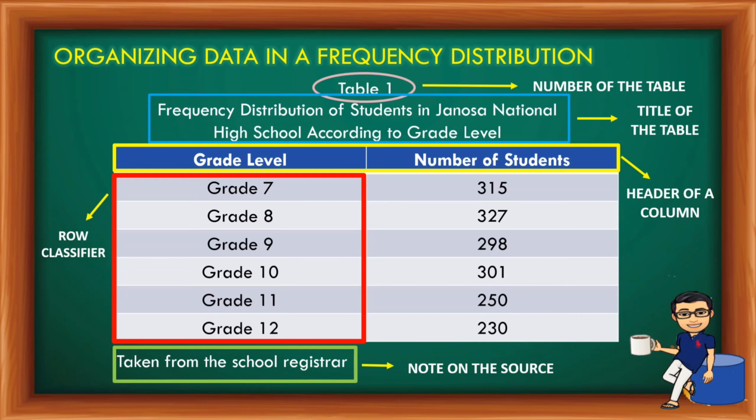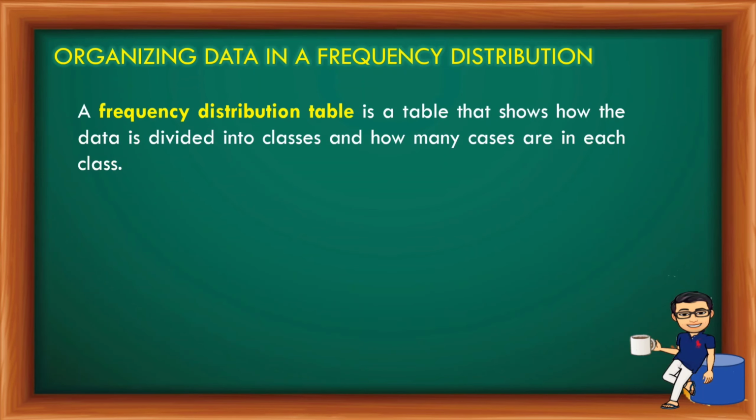So, let us try to work on with an example at gagawa tayo ng frequency distribution. Pero alamin muna natin, ano nga ba talaga tong frequency distribution? So, a frequency distribution table is a table that shows how the data is divided into classes and how many cases are in each class. So, tulad ng table kanina, yun yung tinatawag nating frequency distribution. So, it's being arranged already according to classes.